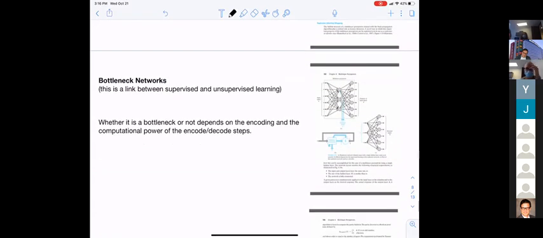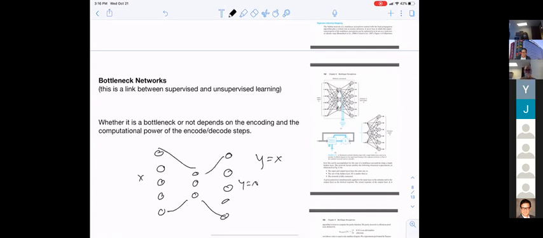The last thing I want to talk about here is this issue of these bottleneck networks, and we'll talk about these more when we get to unsupervised learning. But suppose I try to learn the function y equals x. I just have x come in, and I want y equals x at the output, but I have to learn it through this bottleneck function. What happens if I do that?